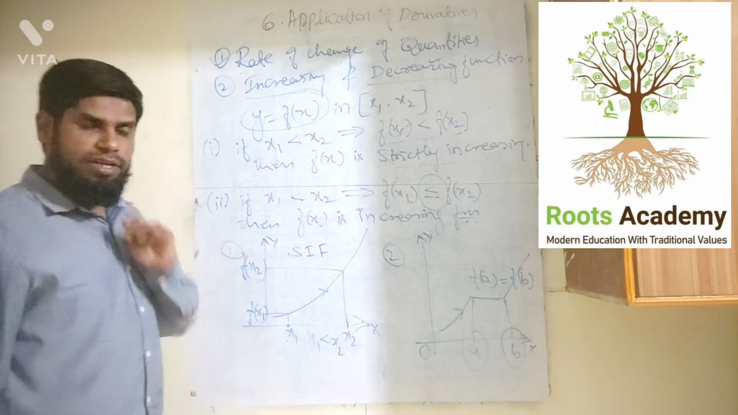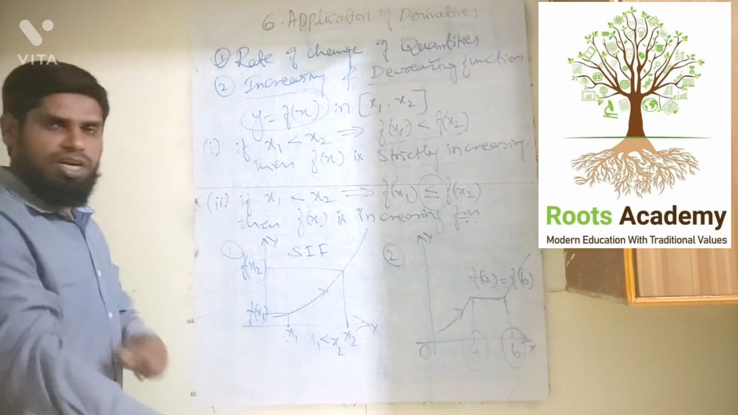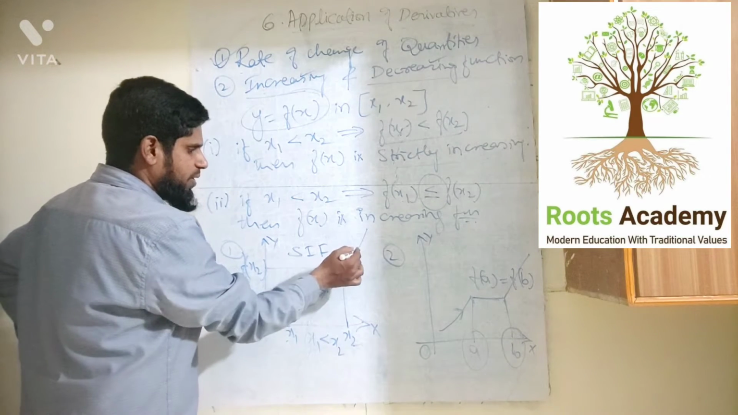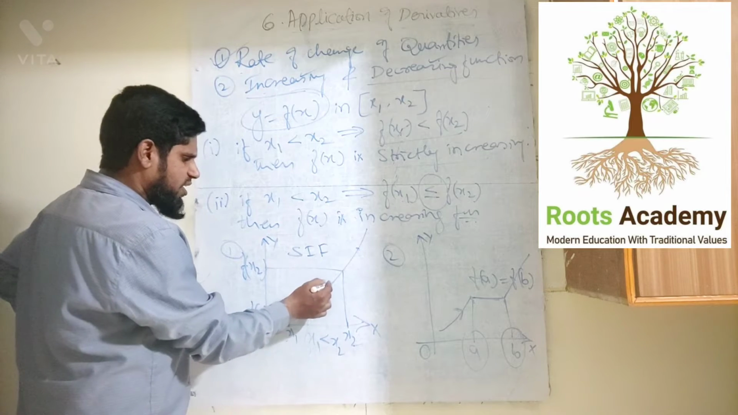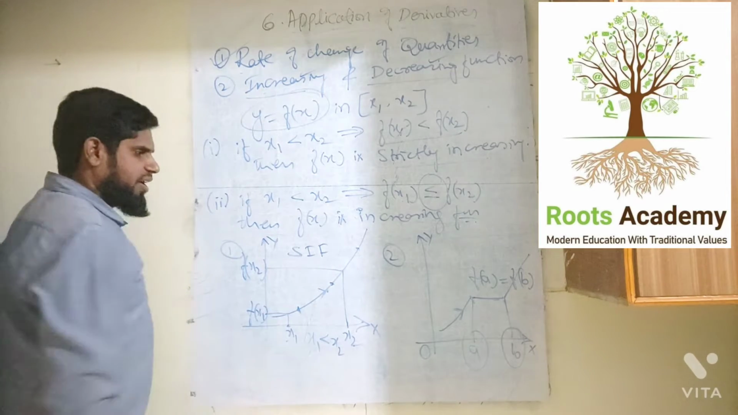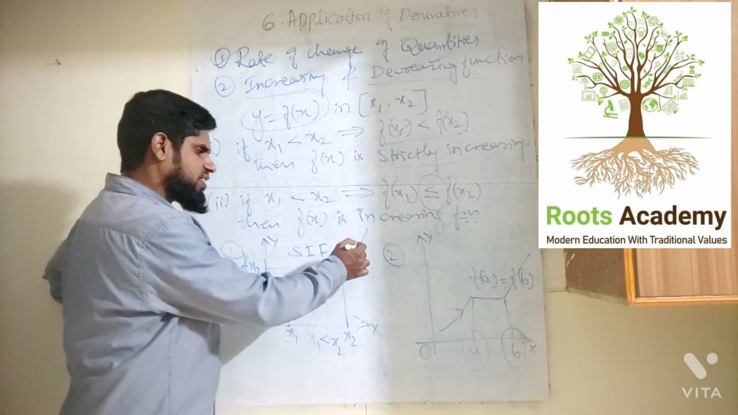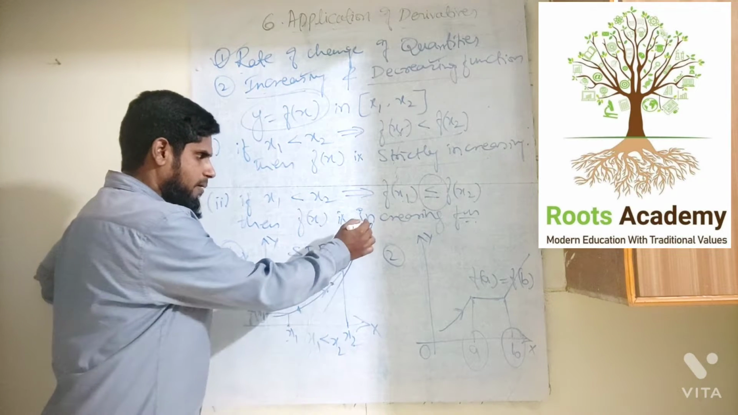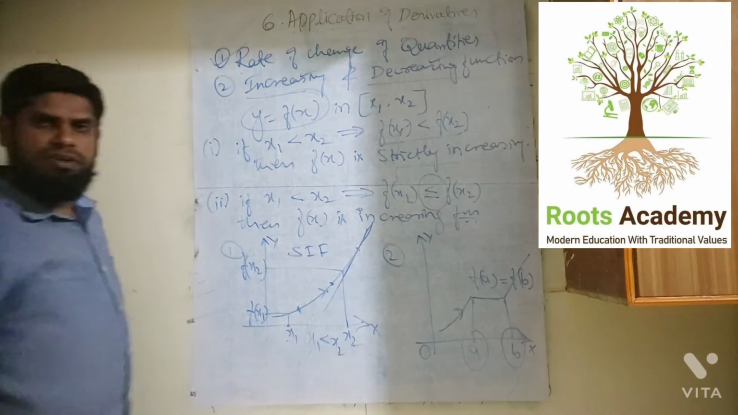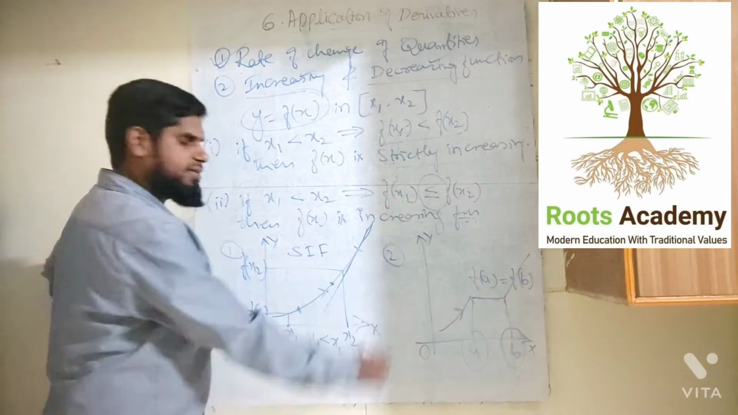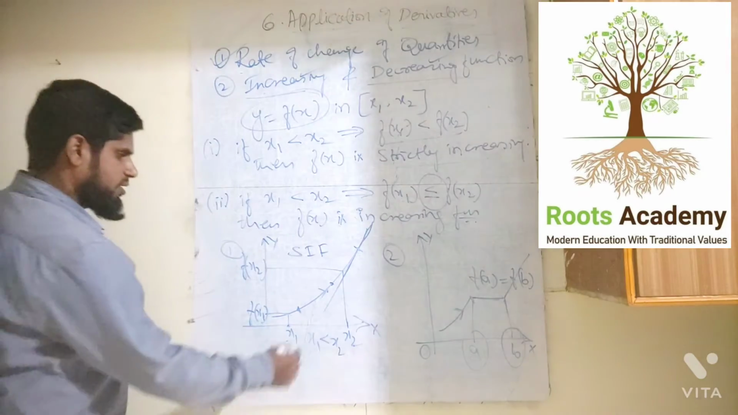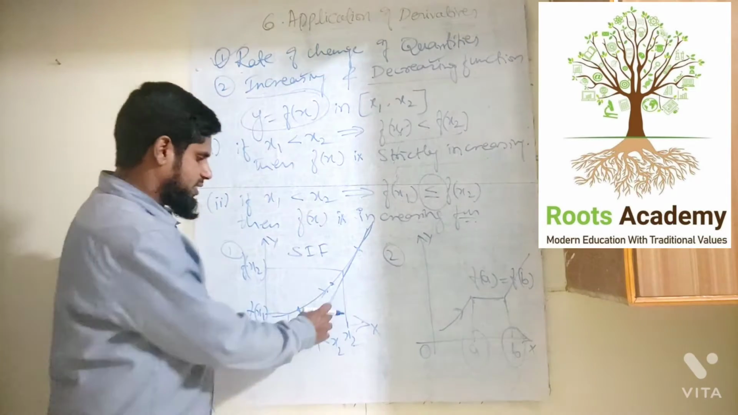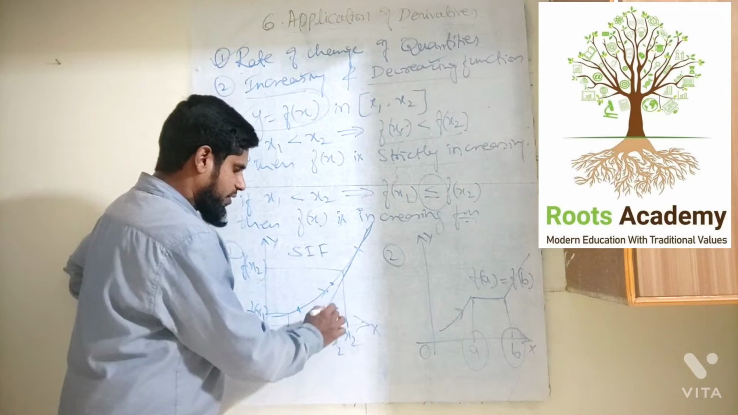And student, in this increasing function graph, if I take any point on the curve, maybe here, or somewhere here or here, and draw the tangent with respect to this point, then I will get an acute angle here.